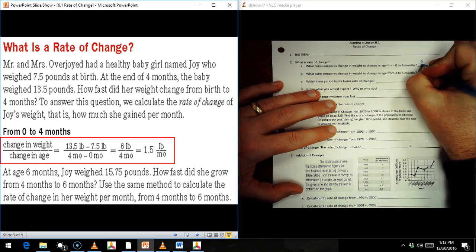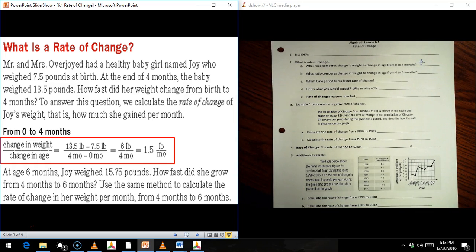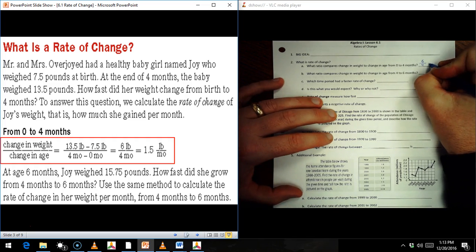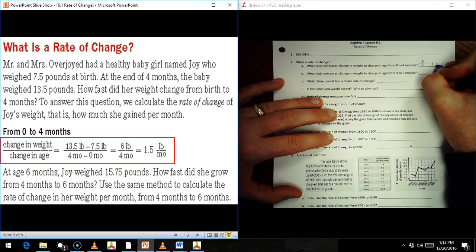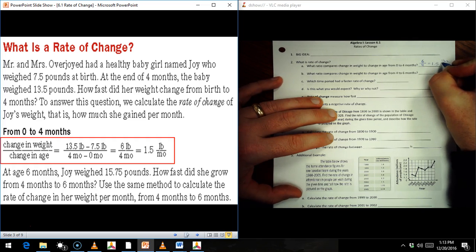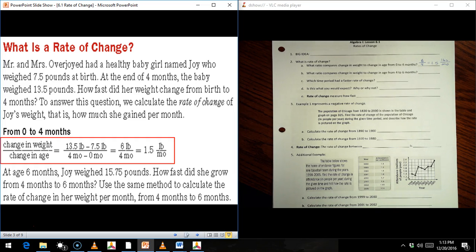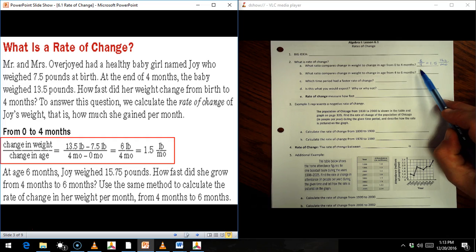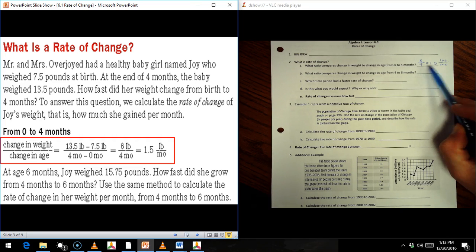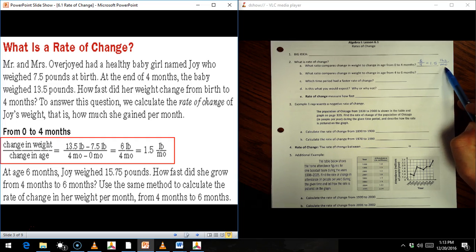Now, at this point, this ratio represents 6 pounds per 4 months. What we always want to do is calculate per 1 month. So when we divide that, we get 1.5 pounds per month. So that would be the correct way to represent the final answer. So you don't want to leave it as 6 over 4. You want to leave it as the division, which is 1.5, so it's per 1 month. Rate of change is per 1 unit.